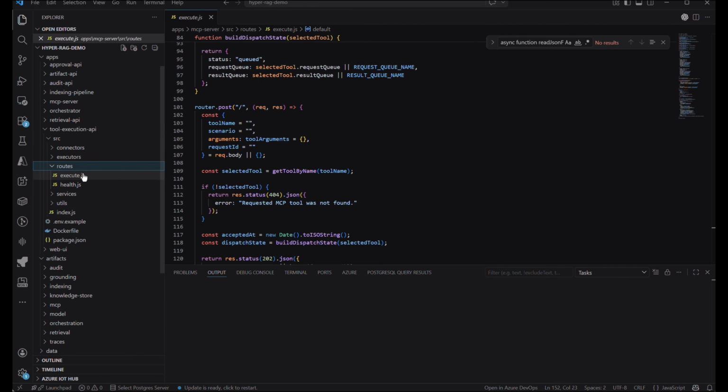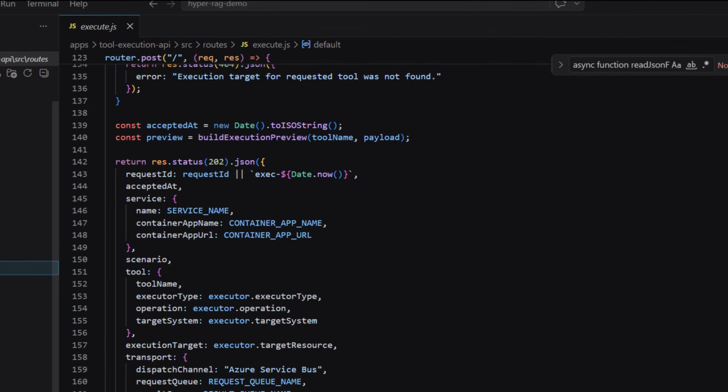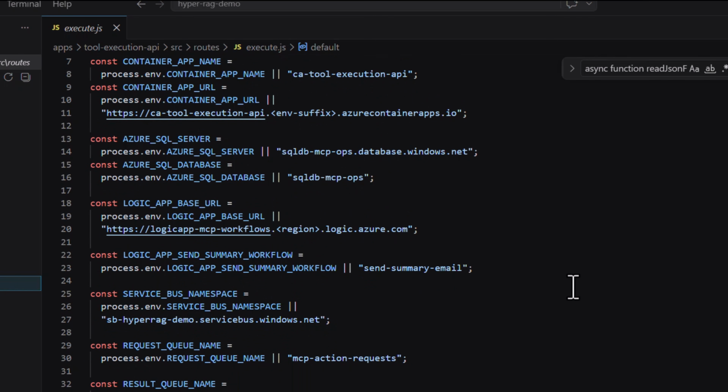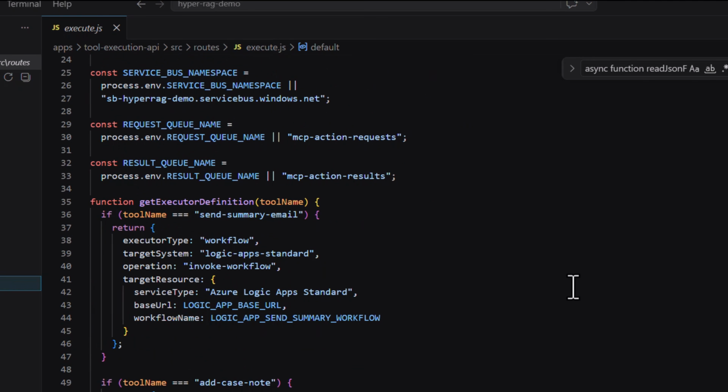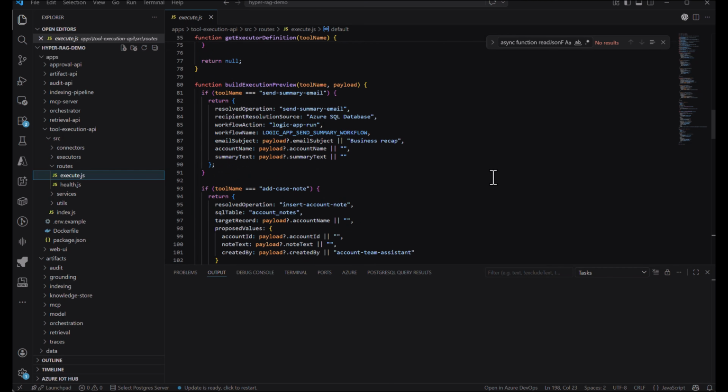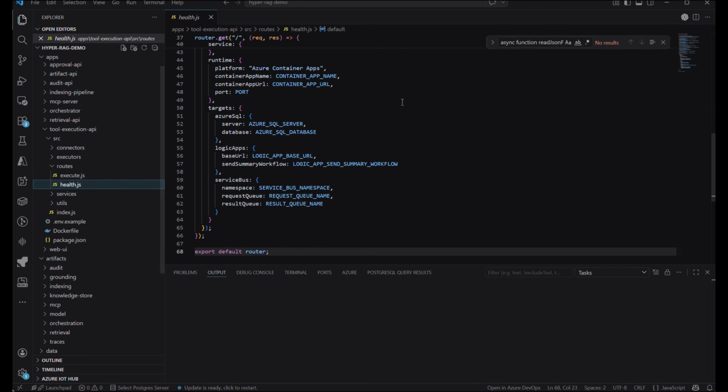This file shows the execution side of the architecture. The MCP server decides which tool should be used, but this file shows where that action actually goes. Here we can see that notification actions are routed to logic apps, while write actions are routed to Azure SQL, and that the result is returned through the service bus result path.